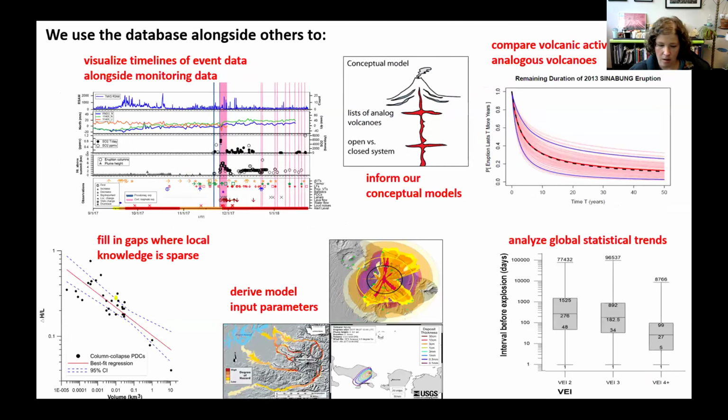So we use this database, along with others, to visualize timelines of event data alongside the instrumental monitoring data, to inform our conceptual models, to come up with analogs to the unrest that we're looking at the moment. We're often using it to fill in gaps where there's little local knowledge at the particular volcano. We use the database to derive model input parameters. So these might be geophysical models of, say, tephra distribution or pyroclastic flows. And we do a lot of analyzing of global statistical trends.